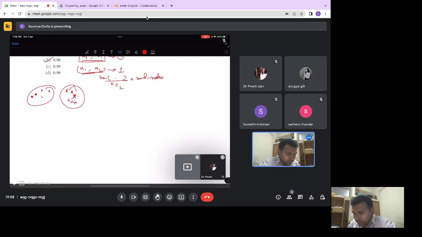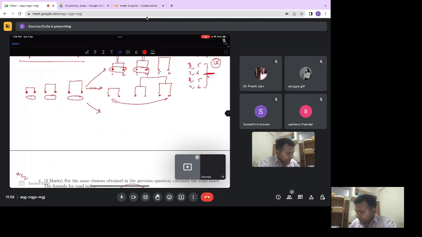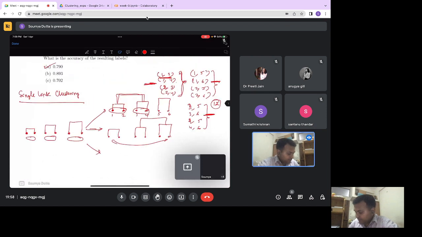Sir, can we try this above question using a different example? Right now it's very difficult to set up a question based on this example, because this requires a proper matrix denoting all those things properly. So maybe next week I will create a new question based on this single link clustering and complete link clustering, and I'll solve that.